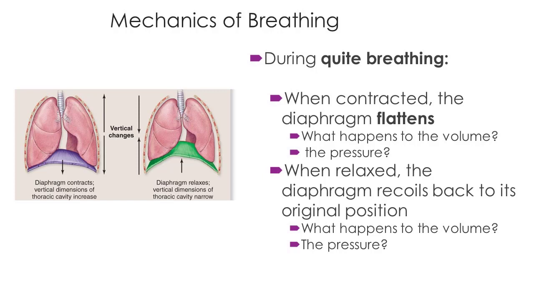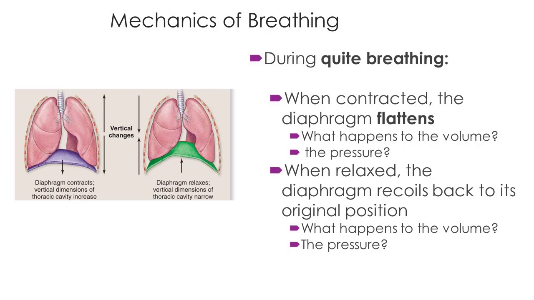So when that muscle contracts, it's going to flatten. You see, this is when it contracts. It's flattening and moving downward. So the diaphragm is the floor of the thoracic cavity, right? So when the diaphragm flattens during contraction, what's going to happen to the volume of the thoracic space? Increases. Of which space? The thoracic space, all the space in here. You drop the floor, the volume increases.